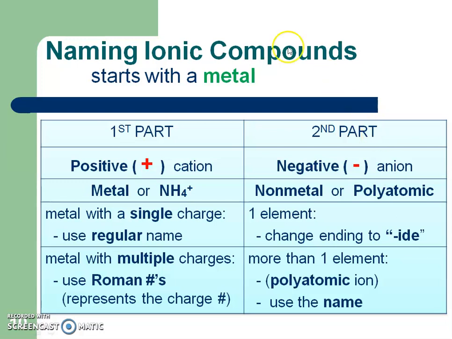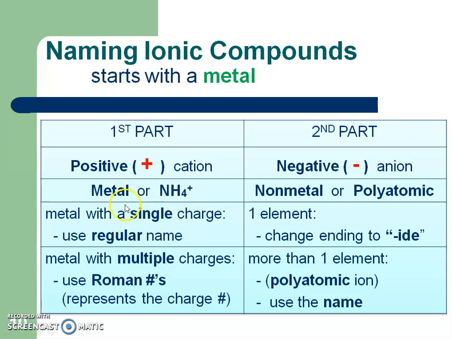So the one thing again I want to bring to your attention is that an ionic compound starts with a metal. This is going to be really important because later on compounds are going to be all mixed up and you're going to have to decide what type of compound it is, and it's going to be based off of what it starts with. So that first part of a compound is really important. So again, I break up a compound into first part, second part. First part is always going to be your positive cation. For an ionic compound, it's going to be a metal or that weird polyatomic ion of ammonium.